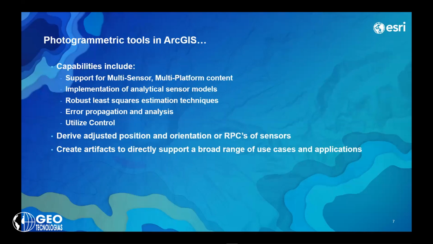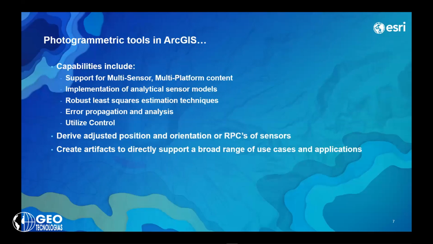As part of the processing engine, we've implemented a robust least squares estimation for block triangulation for satellite data and aerial data. It already exists in Drone2Map. And those estimation techniques include error propagation and error analysis. And all of them allow you to implement ground control to improve the results and the accuracy of your products. So these were design criteria that we put into place in order to derive the set of tools and workflows that we are going over today.